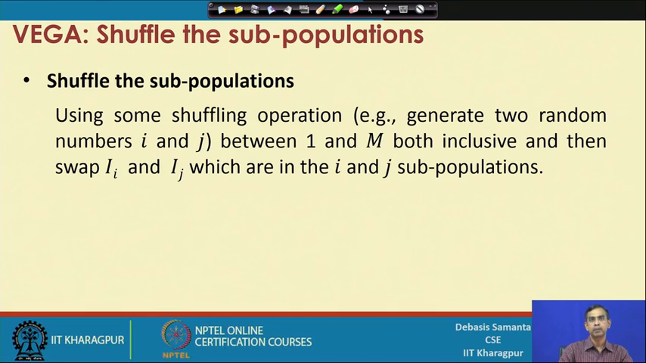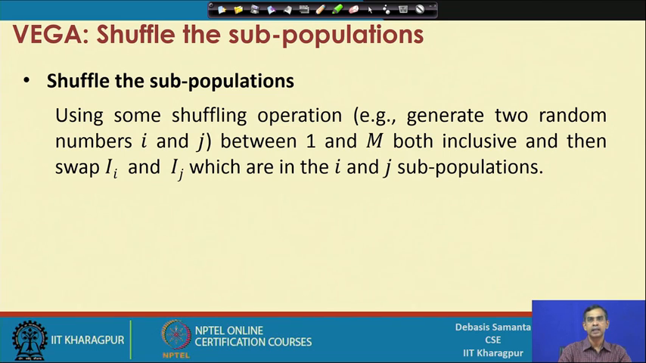shuffle the subpopulation. Shuffling means shuffling the solutions from one block to another, between any two blocks. Now, this shuffling can be done in many ways. I have mentioned one simple approach here.